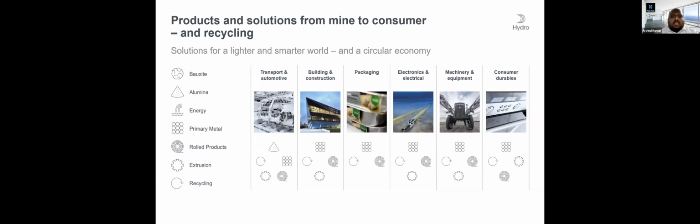So where do you see Hydro products? You would see them in the automotive business. We work with brands like Tesla and Jaguar, where we make aluminum framing systems and chassis for the car bodies. In building and construction, you see it, of course, on buildings, windows, doors, and facades. We're going to talk more about that today. You see our products in packaging, in electronics, electrical, machinery, equipment, and consumer durables. So you see Hydro products almost in every touch and feel of your life.